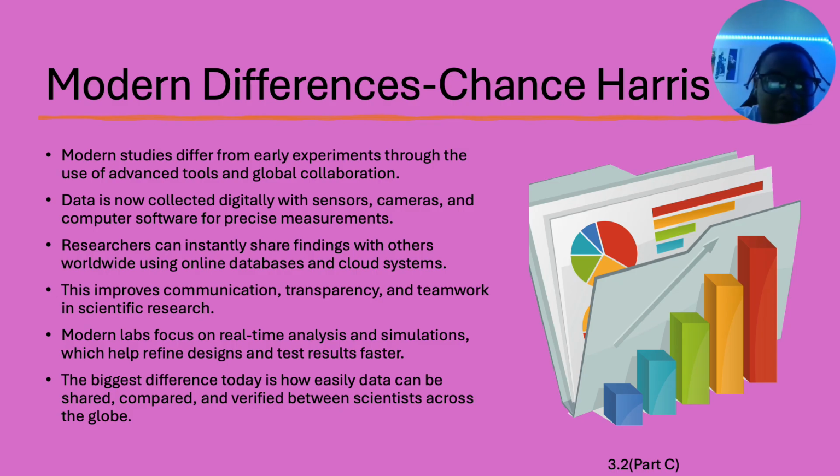For my modern differences, I have data collection and sharing. Today, scientists collect and share data much faster than ever before. Digital sensors record information instantly, and researchers across the world can share their results online. This allows scientists to collaborate in real time, compare experiments, and refine their work more efficiently. Modern technology has made studying physics more connected, accurate, and transparent.